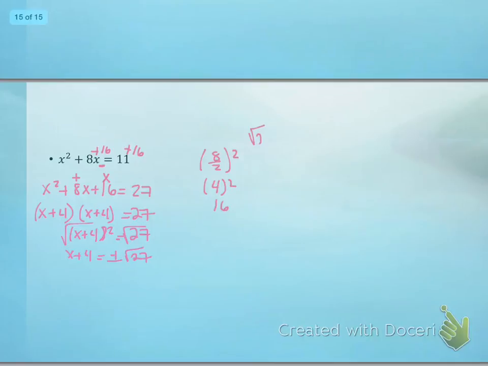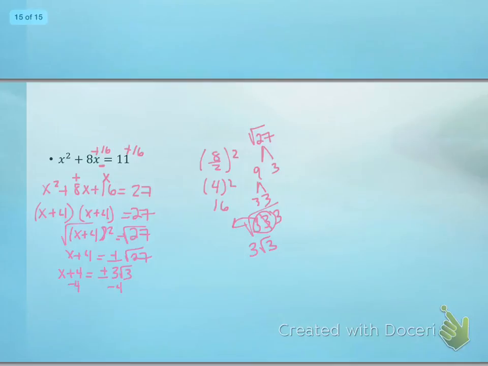27 can be broken down further, so let's go ahead and do our radical jail. So we got 9 and 3 and 3 and 3. So we put them all in jail. We pair them up, one escapes, one dies, and then we have one left. So I have 3 square root of 3. So I got x plus 4 is equal to plus or minus 3 square root of 3.